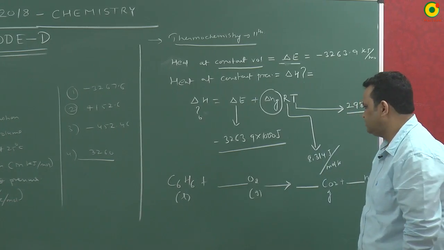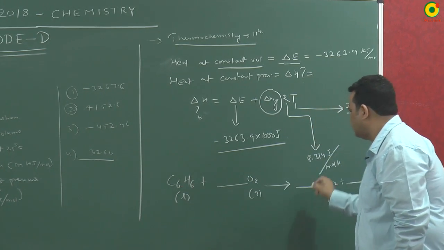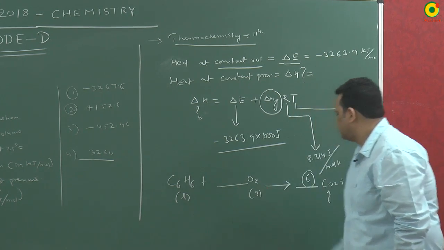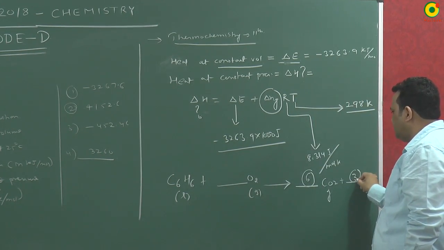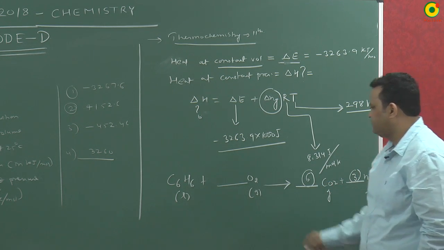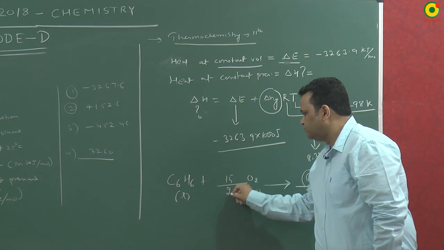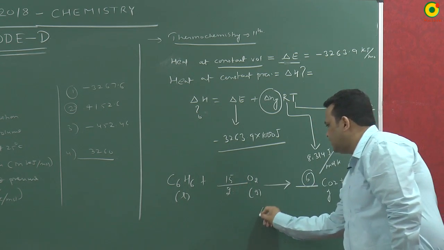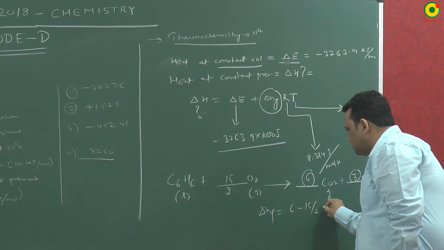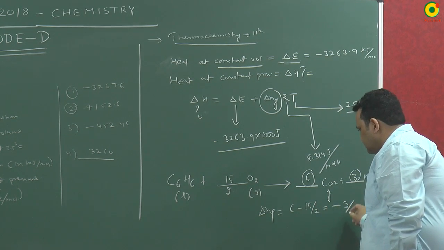If I balance this reaction, 6 carbons are there, so before CO2 the coefficient is 6. Hydrogen is 6, so the coefficient before water is 3. And if I balance oxygen, 12 plus 3 is 15, so it is 15 by 2. So delta Ng will be 6 minus 15 by 2, which is equal to minus 3 by 2.